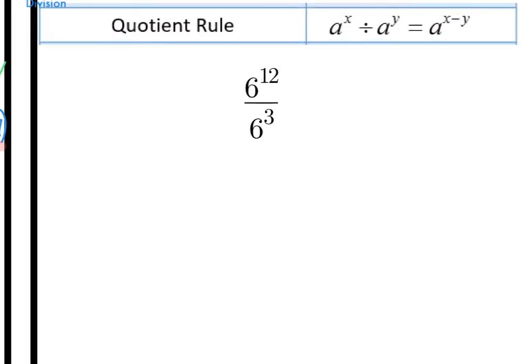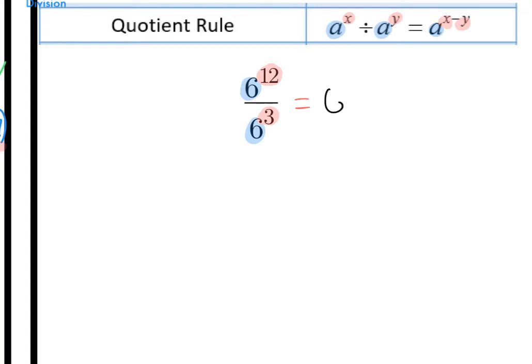Alright, quotient rules. So again, we have all of these rules telling me different things I can do with my exponents. So this one is my same base raised to the x and the y. When they're being divided, I subtract my exponents. So that's what I'm going to do here. I have my same base, so I know I can use this rule. And I have an exponent of 12 and an exponent of 3. Please keep in mind that it is always the top exponent minus the bottom exponent.